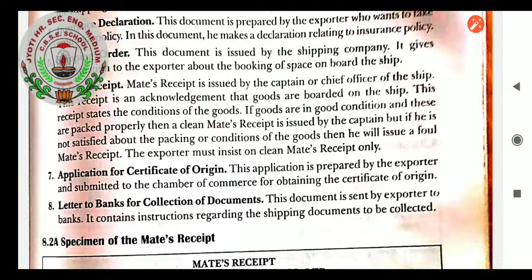Application for certificate of origin. This application is prepared by the exporter and submitted to the Chamber of Commerce and Industry for obtaining the certificate of origin. Letter to banks for collection of documents. This document is sent by the exporter to banks. It contains instructions regarding the shipping documents to be collected. So that is the letter to banks for collection of documents. This document is sent by the exporter to the banks for making collection and sending it to the importer's country.